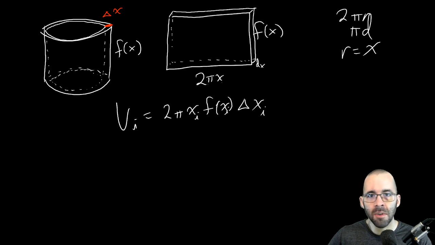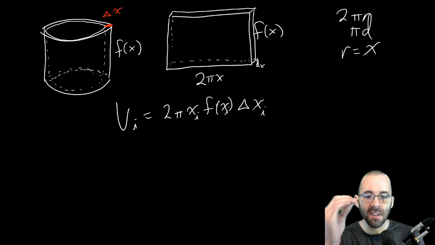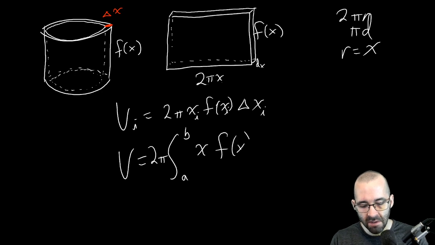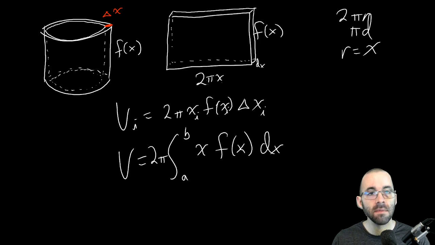Now we just add up all those volumes. Sum from 1 to n as n goes to infinity. That's a Riemann sum. That's an integral. This volume is going to be the integral from a to b of 2 pi times x f of x dx. And that's the shell method here.